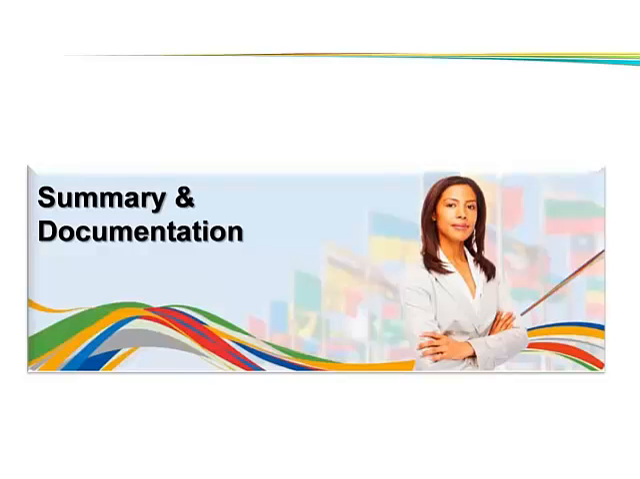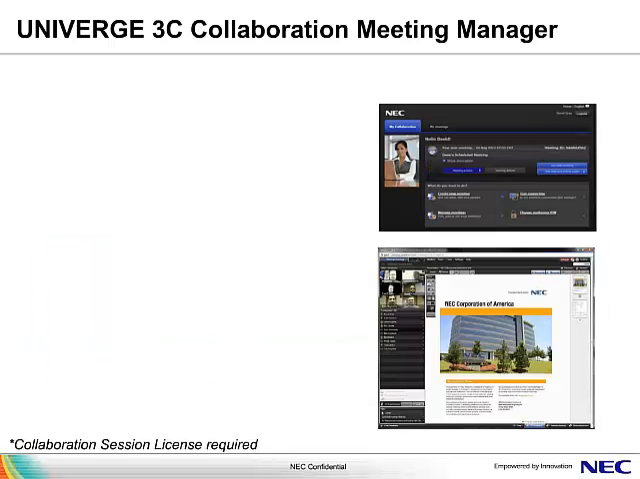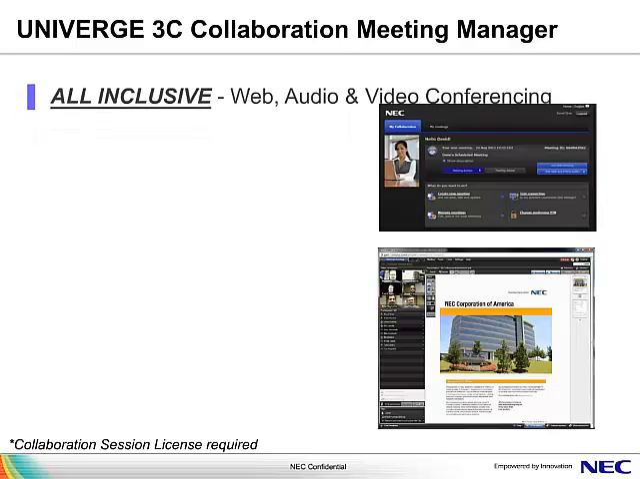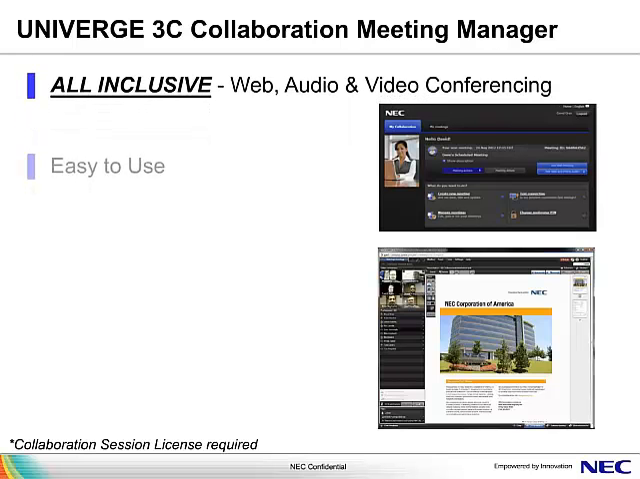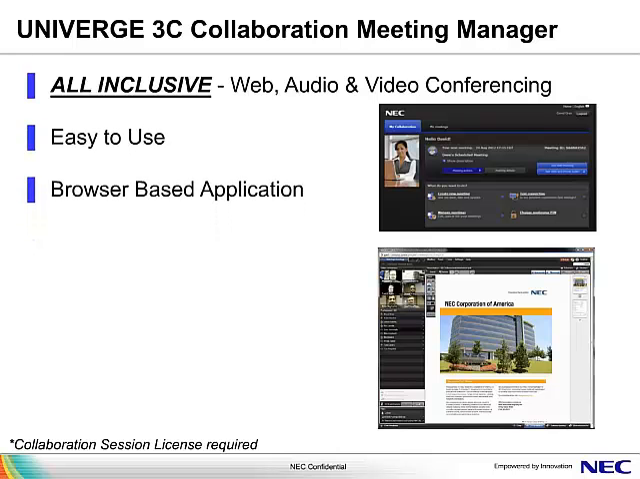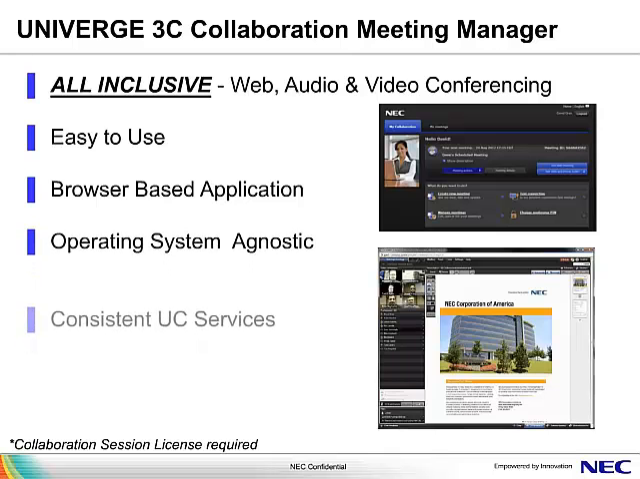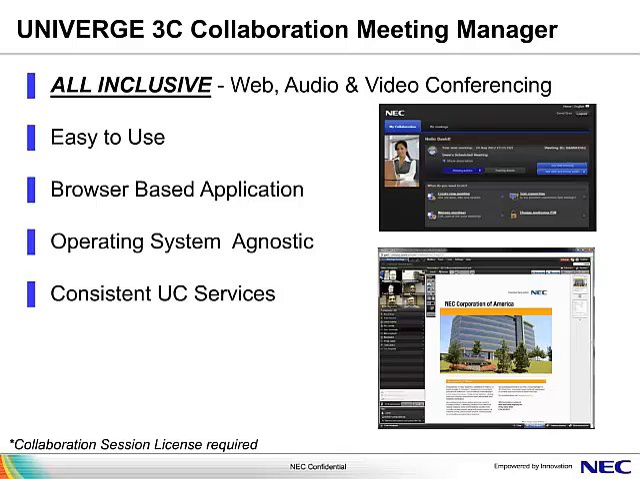In conclusion, let's review the key points about the Collaboration Meeting Manager we've covered in this session and the documentation available to support your sales efforts. NEC's Univerge 3C Collaboration Meeting Manager is an all-inclusive, easy-to-use web, audio, and video conferencing browser-based application. It is operating system agnostic and provides consistent unified communications services, including contact lists, search, device selection, one-click meeting access, and single sign-on user credentials.